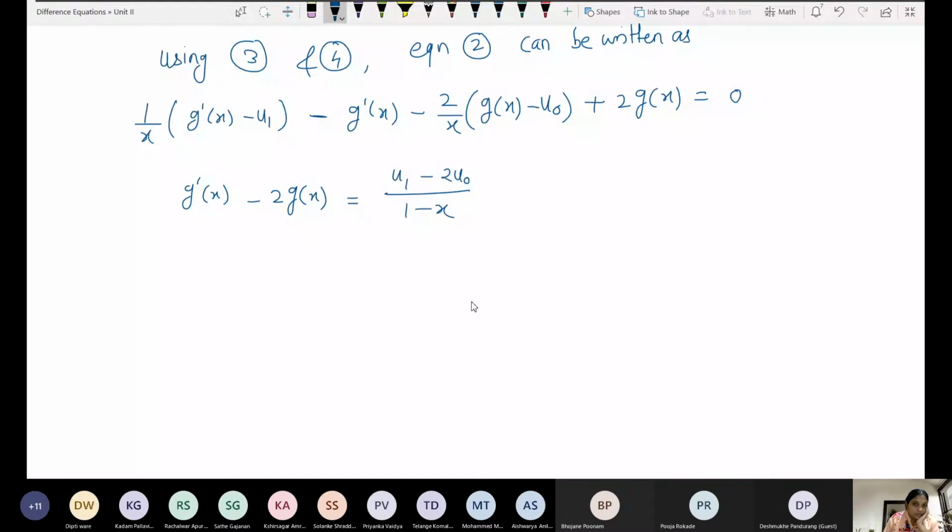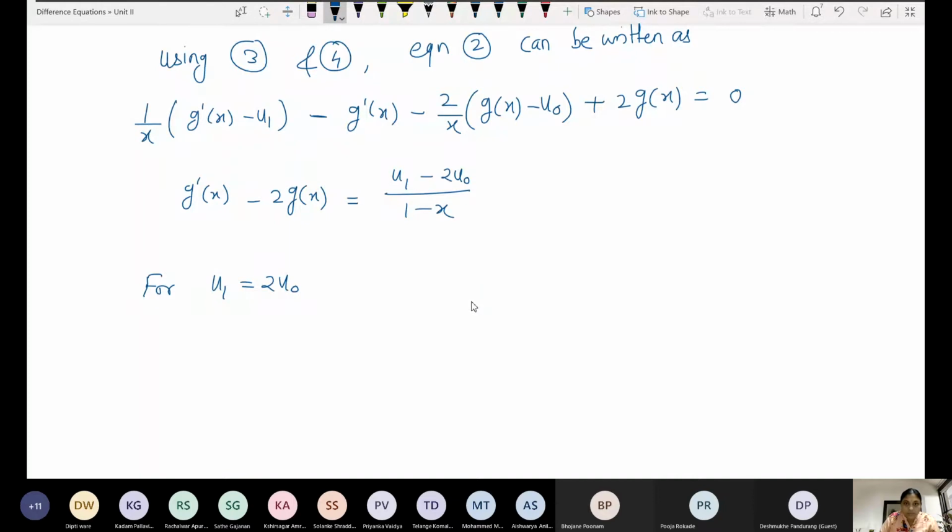u1, u0 are constants, so my right hand side is just a function of x. Am I right? The right hand side is a function of x, and the left hand side is just g dash of x minus 2 times g of x. So it is a first order ordinary differential equation. Is that okay? So for u1 equal to 2 times u0.